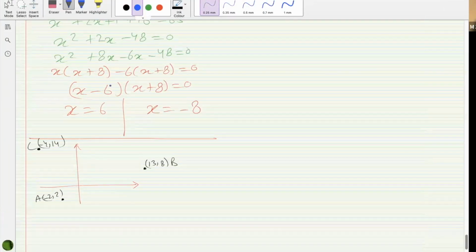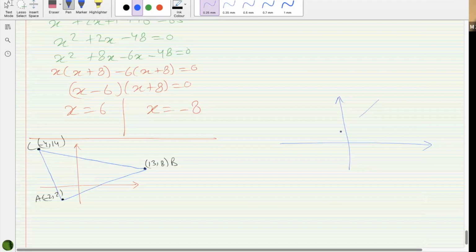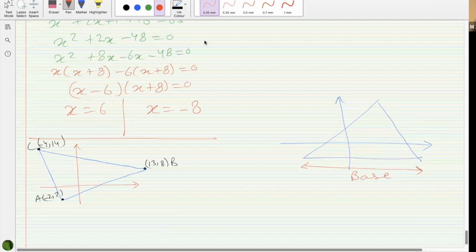Remember when we did the question yesterday for area, it was pretty simple. That question was like this. We had a horizontal line, so this was the base length, and this was the height. So area was equal to 1 by 2 times base times height.